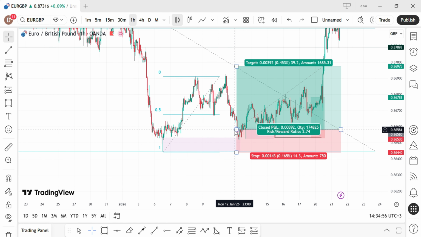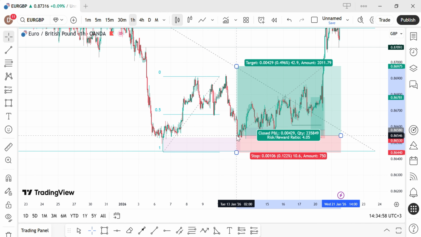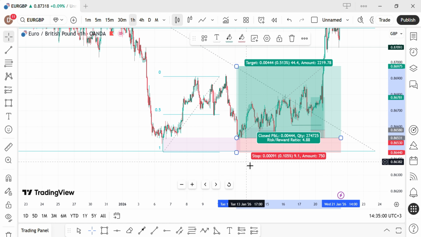If I could have waited for it to come and tap this low here, you see guys, sweep all this liquidity. These are just noise. Sweep them, tap my order block, and then we are moving up. We are making money, guys. You see, as simple as that.